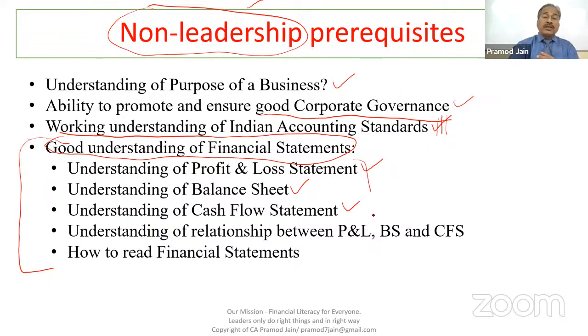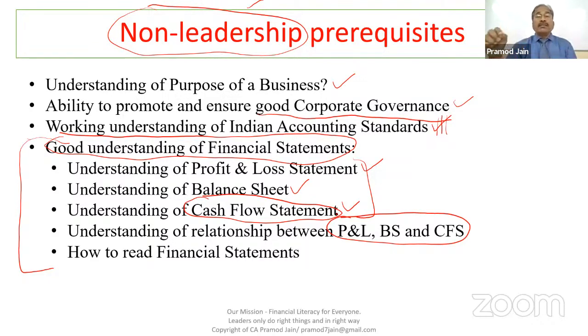And having understood these three financial statements, that is profit and loss, balance sheet, and the cash flow statement, you also need to have a good understanding of the relationship between them. Meaning what? Meaning how does the P&L of a company impact the balance sheet of a company, and how would the balance sheet impact the P&L and the cash flow of the company, and how the cash flow of a company in turn will impact the P&L and the balance sheet of the company going forward. And that is what you need to understand.